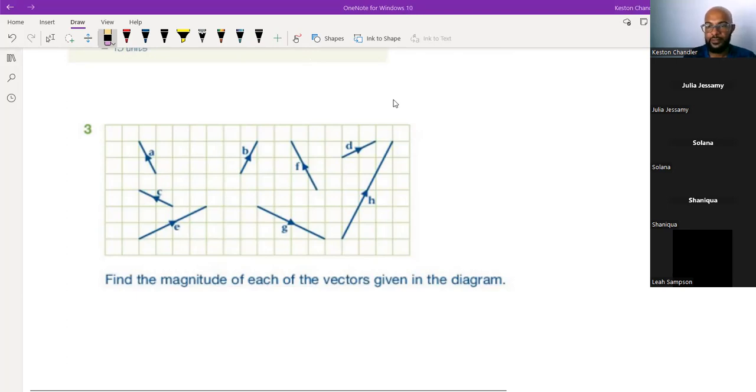Let's look at, I am gonna do H. H is the largest one. So remember when we're doing magnitude, we write it like that. Now I need to look at my movement. So I'm moving this way. So that's 1, 2, 3, right?